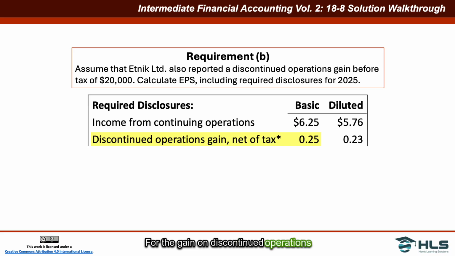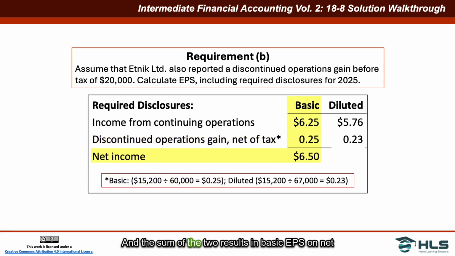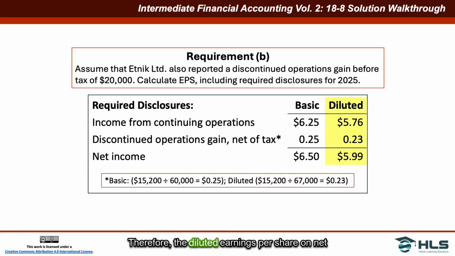For the gain on discontinued operations for the basic EPS, we take the $15,200 after-tax discontinued gain divided by the 60,000 shares. This results in 25 cents. And the sum of the two results in basic EPS on net income of $6.50. For the diluted EPS, we take the $15,200 discontinued gain and divide by 67,500 shares to end up with 23 cents per share. Therefore, the diluted earnings per share on net income is $5.99, which is the $5.76 on continuing operations, plus the 23 cents on the discontinued operations gain. And that's it. We are finished with this problem.